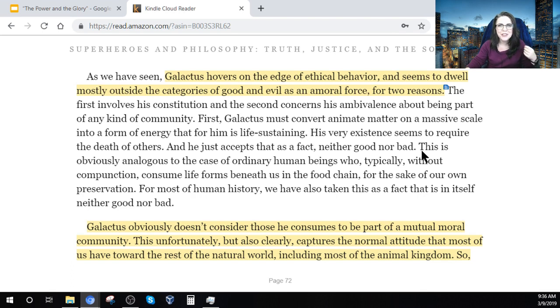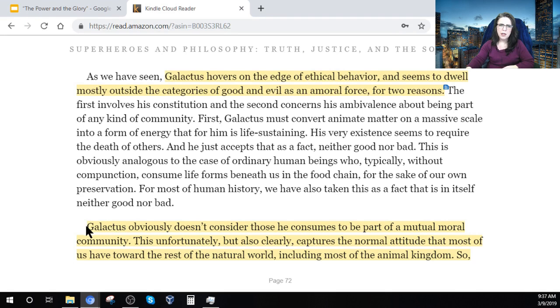But what's interesting is that the authors point out that this is analogous to human beings who have to eat food that humans deem are lower on the food chain. This made me think of that meme that I saw on Facebook about vegetarians, and it shows plants, and it's questioning vegetarians why they get mad at carnivores for eating meat when vegetarians eat plants. It just made me chuckle. It made me think about that. So we have Galactus, who is now amoral, because the reason that he's doing his actions is to survive. And we as humans, we devour other things in order to survive.